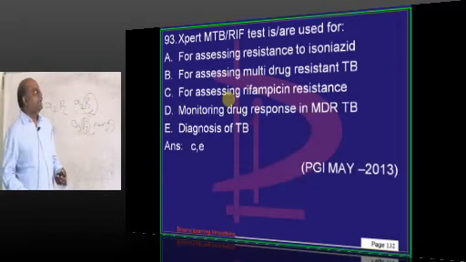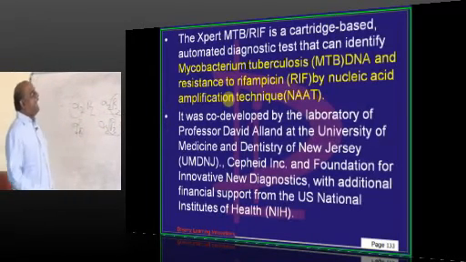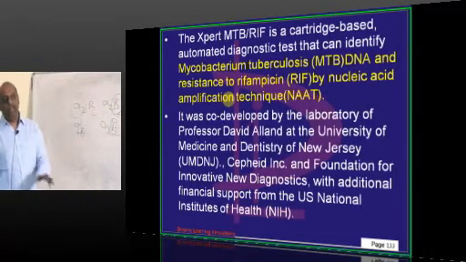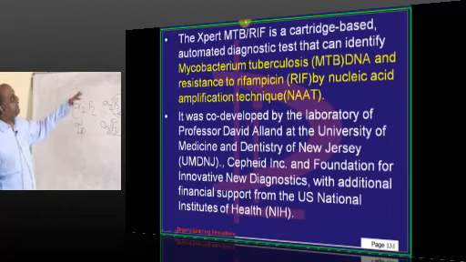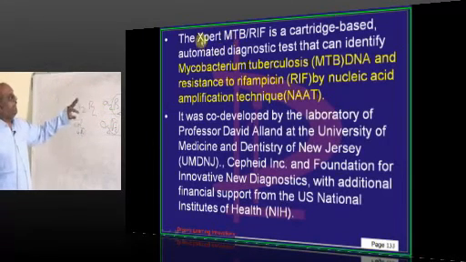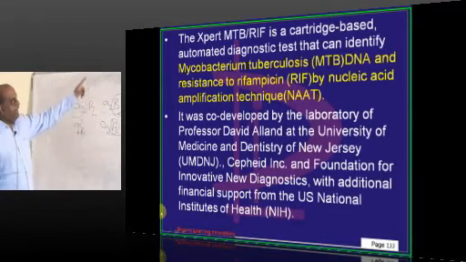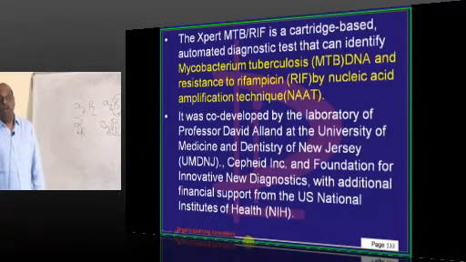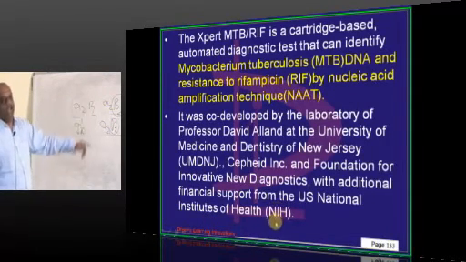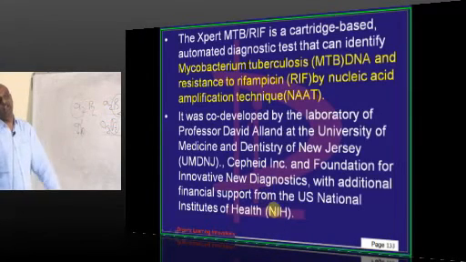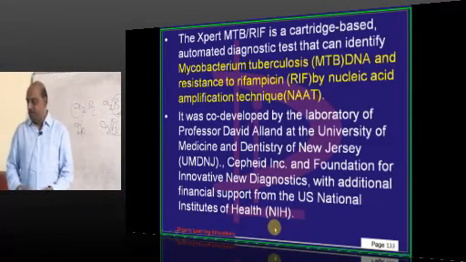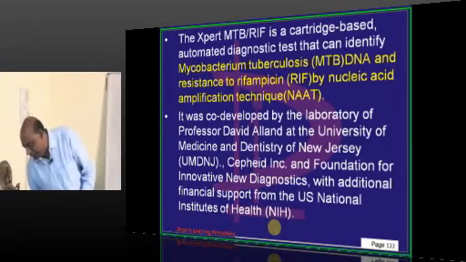Xpert MTB RIF is basically a cartridge based, like a printer, automatic diagnostic test which can identify Mycobacterium tuberculosis DNA, and also it can identify rifampicin resistance. And what technique will it use? Nucleic acid amplification technique is what it will basically use, is what you have to remember.